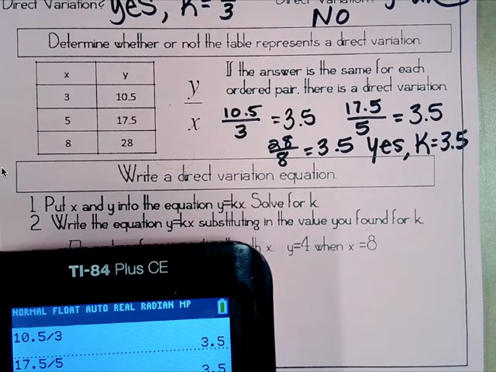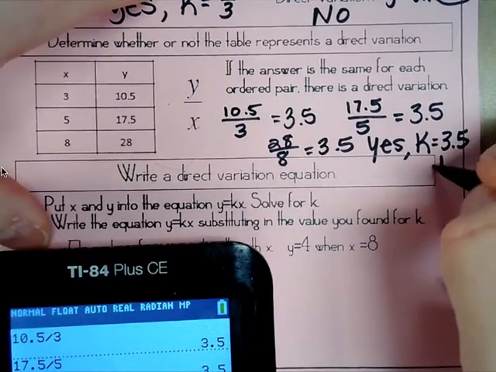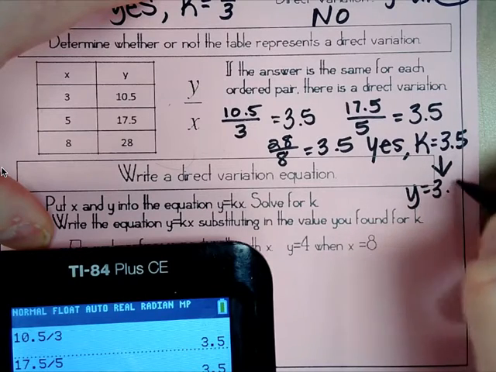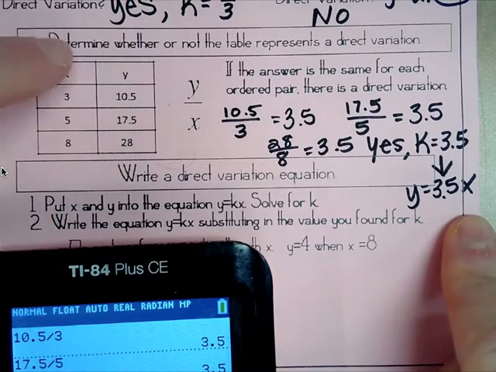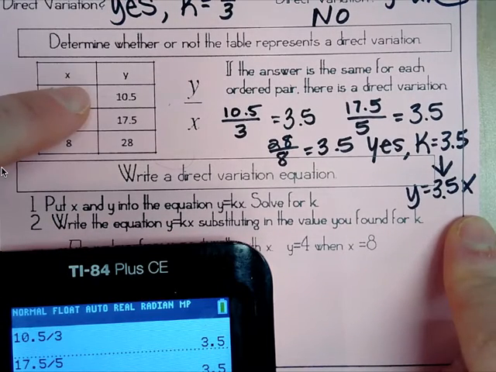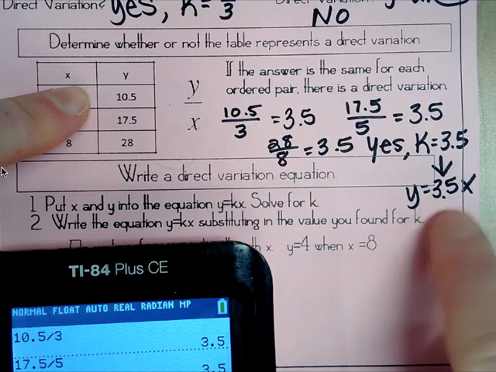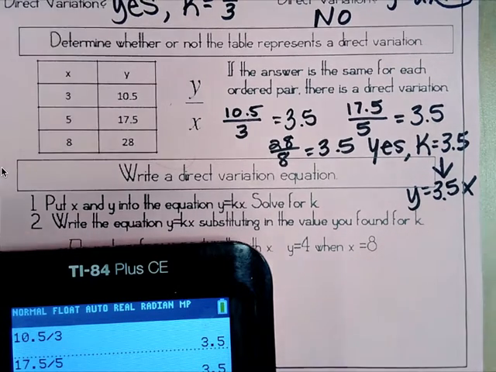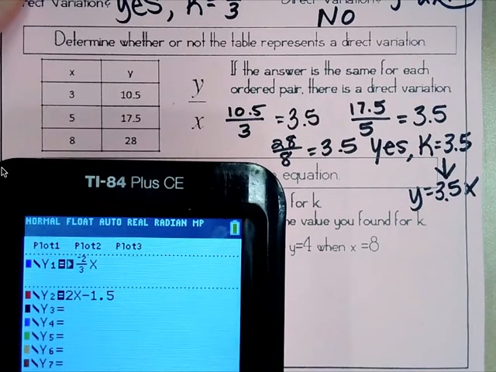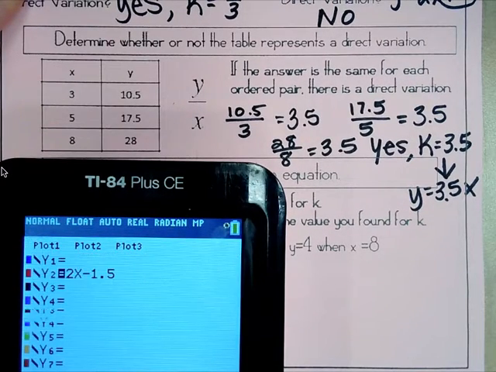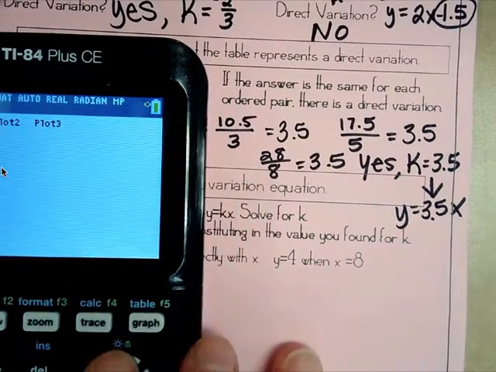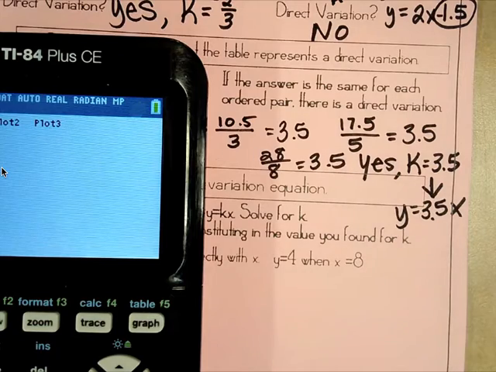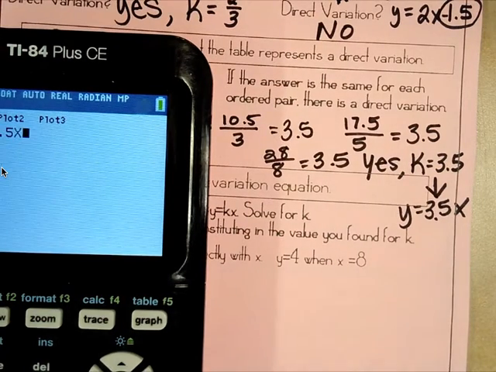So what we're going to do, if it's direct variation, then the equation is just y equals kx, 3.5x. So let's put this in the calculator, look at the graph, and look at the table. So this is the equation. If it's direct variation, 3.5 is your k. So let's go to y equals. Clear out what's in there. Clear. And then go down to y2. Clear that. So go back up. We're going to put 3.5x.